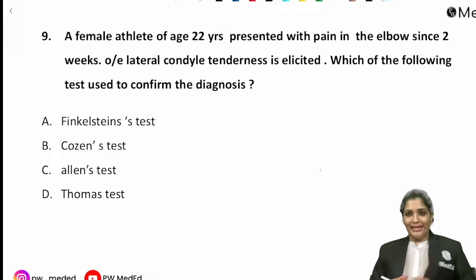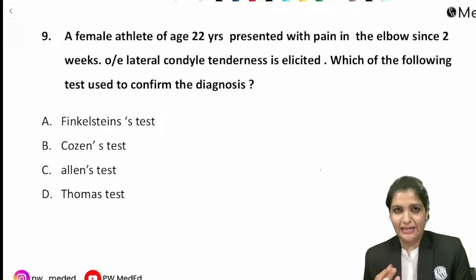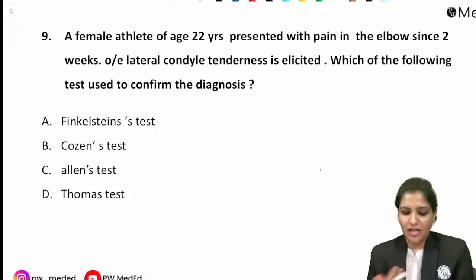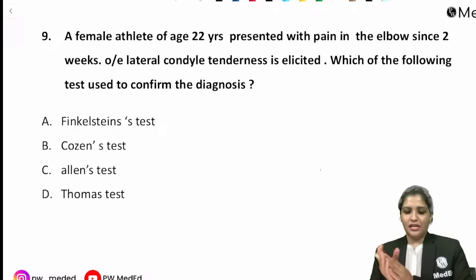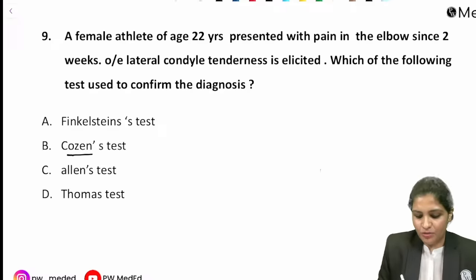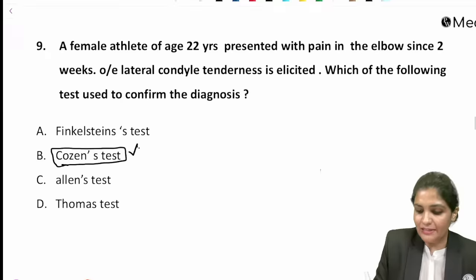Whenever I say it is a lateral condyle tenderness, the lateral condyle is known for the origin of the extensor tendons. So what is this test? I will explain you in detail all the tests, then you can answer this. So it is Cozen's test, right? The answer is Cozen's test. So why is the answer Cozen's test?